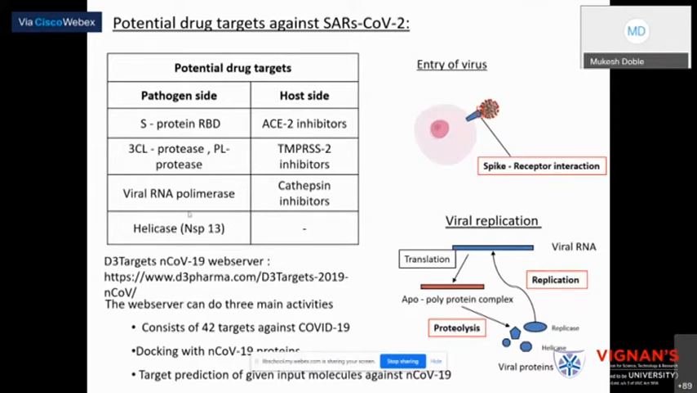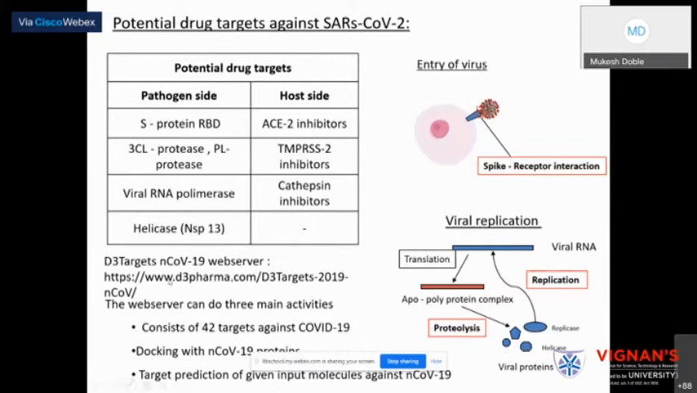So what you can do is, given an inhibitor, it binds to all these targets. Here I've written 42, but it keeps on increasing as time goes. So it binds to all the nCoV possible targets and then ranks them based on which is the best target according to the binding energy. It also docks to human targets as well. So we can also find out if there are any side effects if the molecule which you have designed goes and binds to the human targets also.